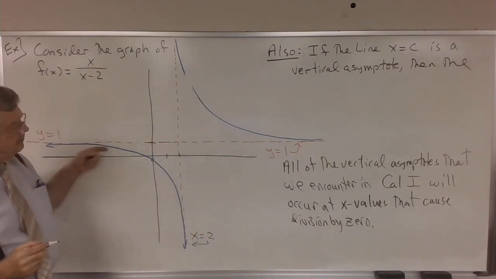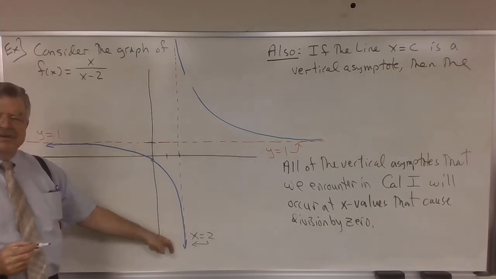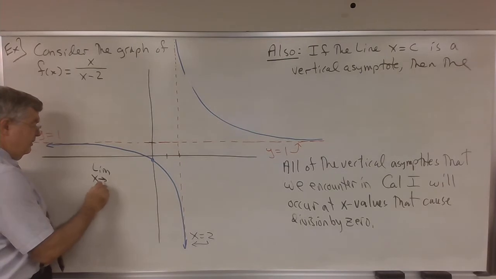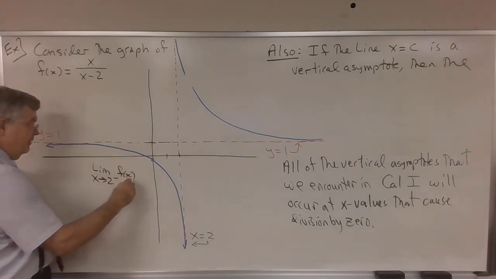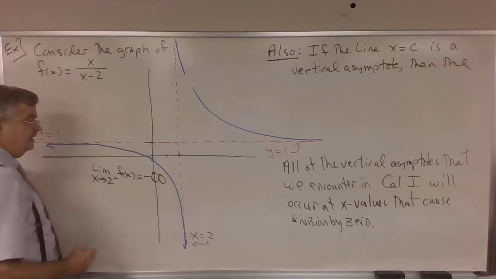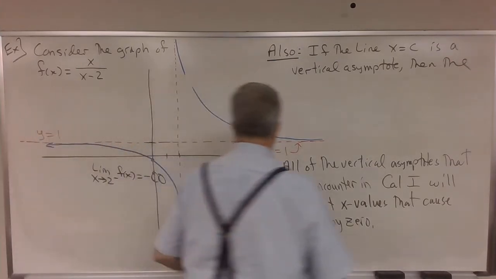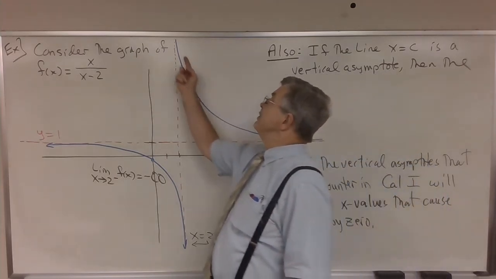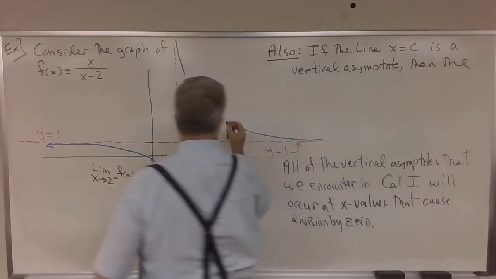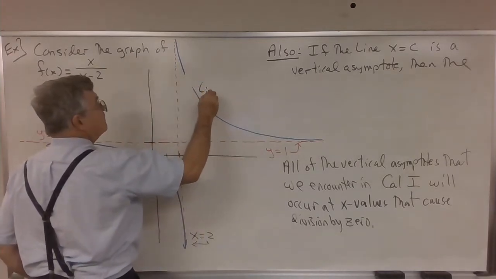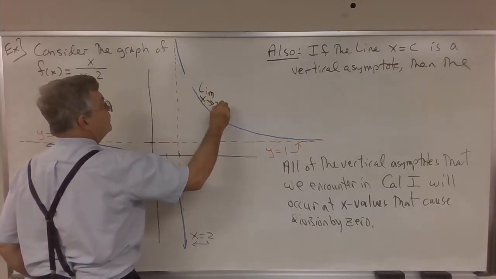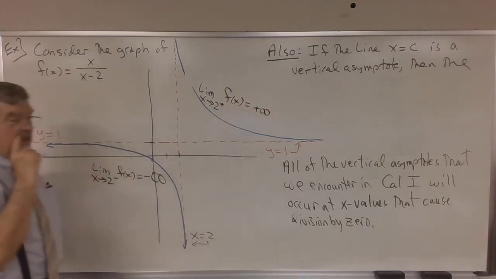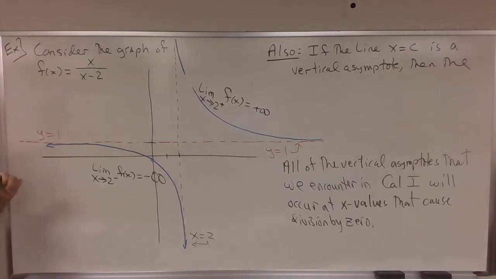As x approaches 2 from the left, f of x goes to negative infinity. In other words, the limit as x approaches 2 from the left equals negative infinity. As x approaches 2 from the right, f of x goes to positive infinity. So in other words, the limit as x approaches 2 from the right of f of x equals positive infinity. These are not coincidences.